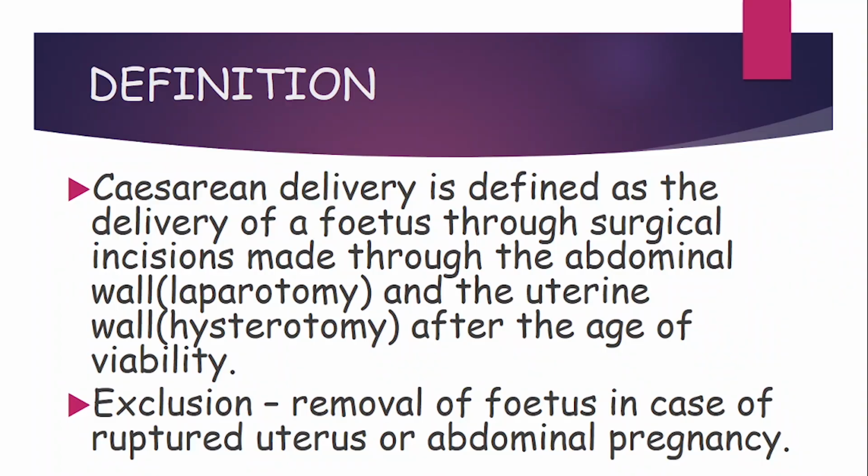So let's define cesarean section. Cesarean delivery is defined as the delivery of a fetus through surgical incisions made through the abdominal wall, which can mean laparotomy, and the uterine wall, which may mean hysterotomy, after the age of viability. That means cesarean delivery is actually a combination of laparotomy and hysterotomy. But there's an exclusion. The exclusion is the removal of the fetus in case of ruptured uterus, because you may not need to open the uterus.